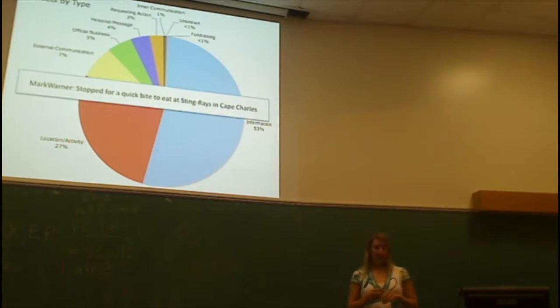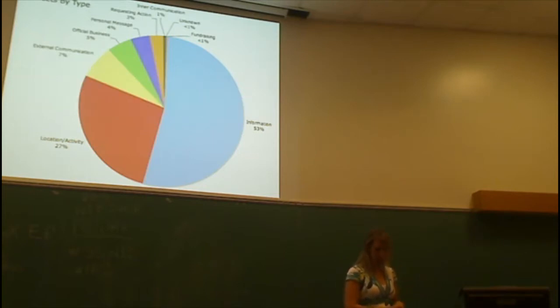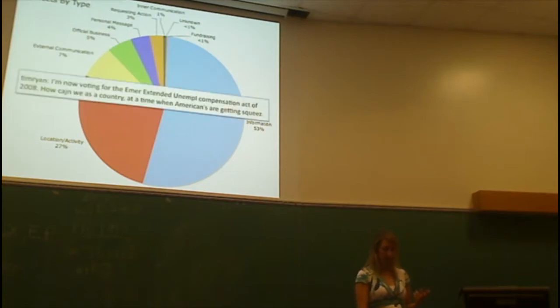Locations and activities. So here's one about lunch, the sort of typical thing people say, why Twitter is worthless. People just tweet about what they had for lunch. So we found some of that. External communication. So that's sort of talking to people outside. This is actually an official business example out here. So I'm voting for this bill on the floor.